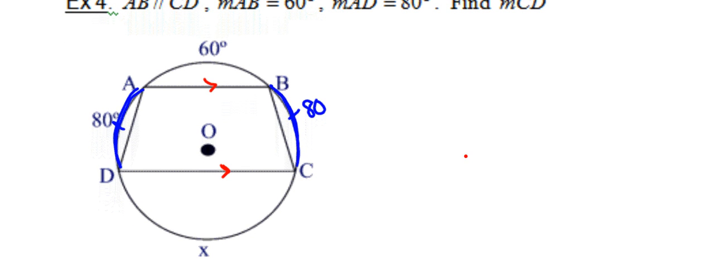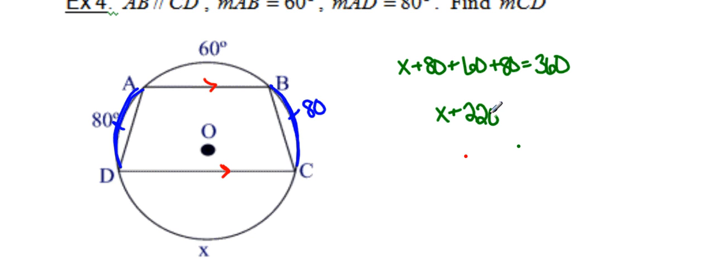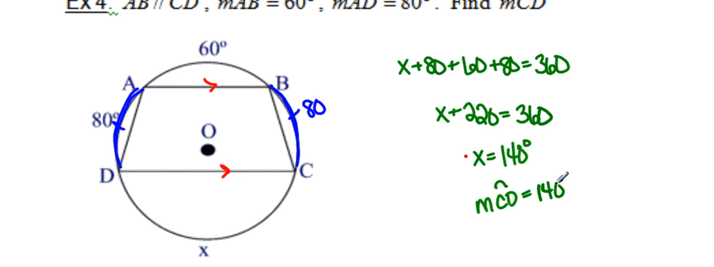I know that in a circle, the sum of all of the arcs has to be equal to 360. So x plus 80 plus 60 plus 80 has to sum up to a total of 360 degrees. So in other words, x plus 220 has to be equal to 360. And when I subtract 220 from both sides, x has to be equal to 140. So the measure of arc CD, that's the same as x, and that's equal to 140 degrees.